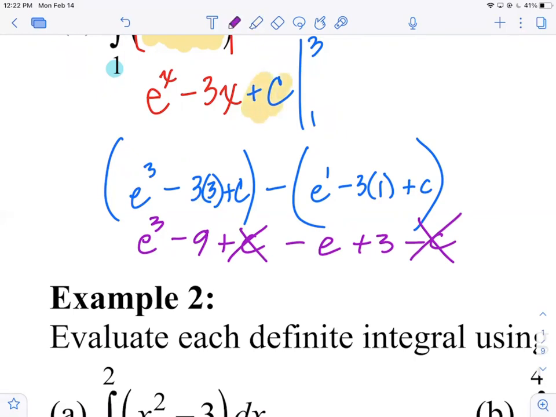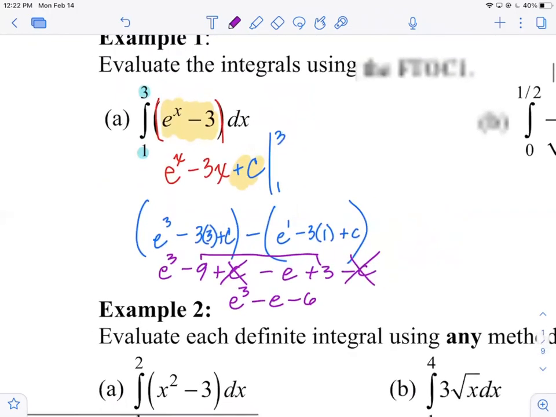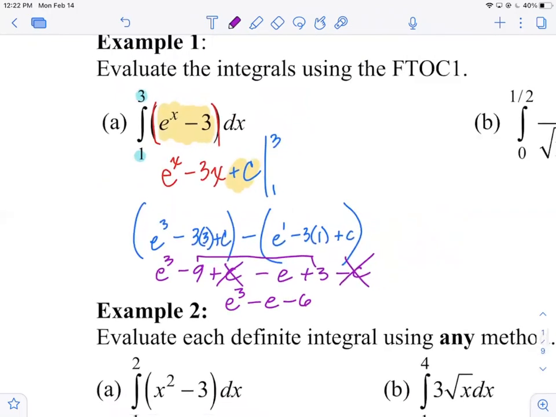And then you could stop here. This would be your answer on a free response, but we could keep going. Let's go e cubed minus e, and then I can combine my two numbers, right? Negative 9 plus 6 is minus 6. So this is an exact answer that gives us the net accumulation of this function from 1 to 3.